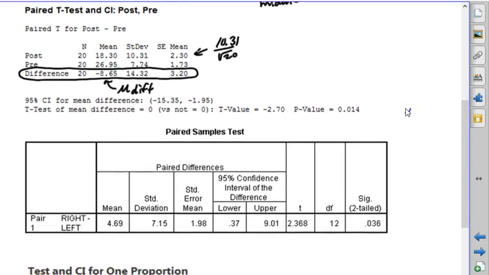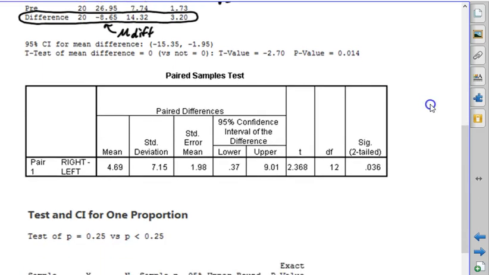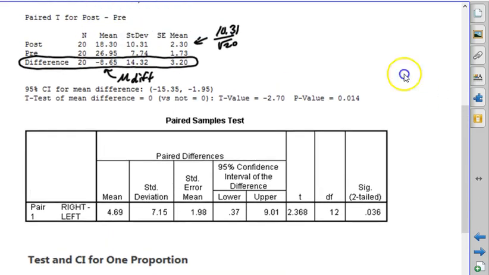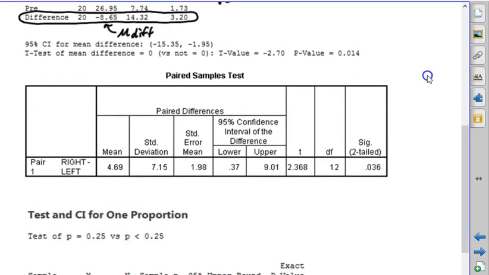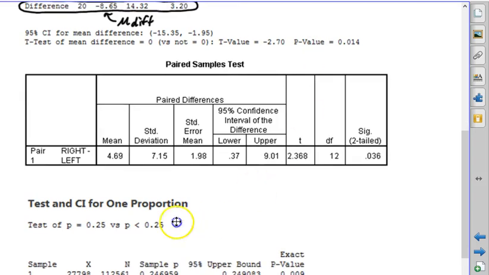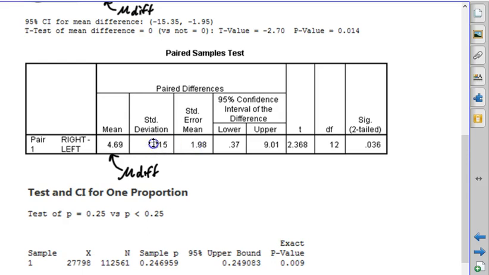Okay, then this next one is another paired samples test, but this is from a different program. This one was from Minitab, by the way. This is from something called SPSS, I can't remember which one it was, something like that. Notice here we don't see the separate pre and post, we just see the mean of the paired differences. This would be our mu of our differences. This would be our standard error, and this would be our standard deviation. So this would be the standard deviation of the sample.